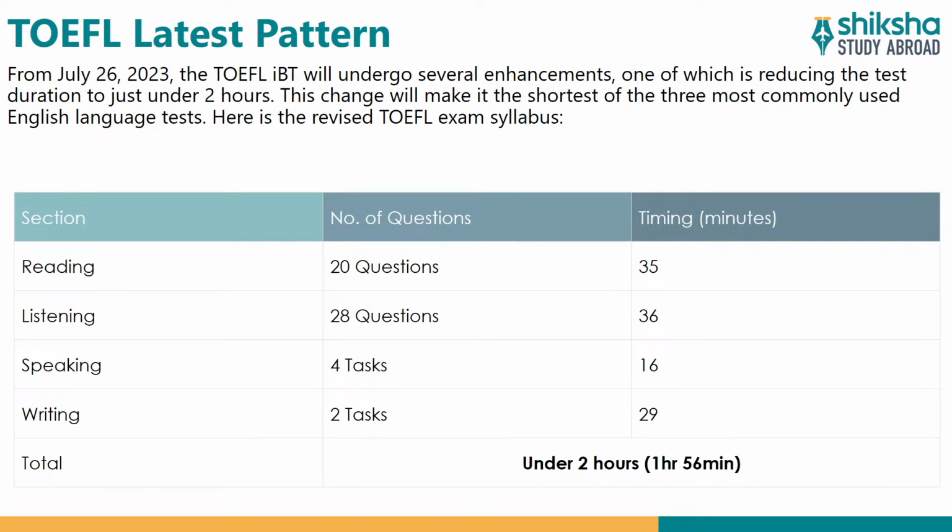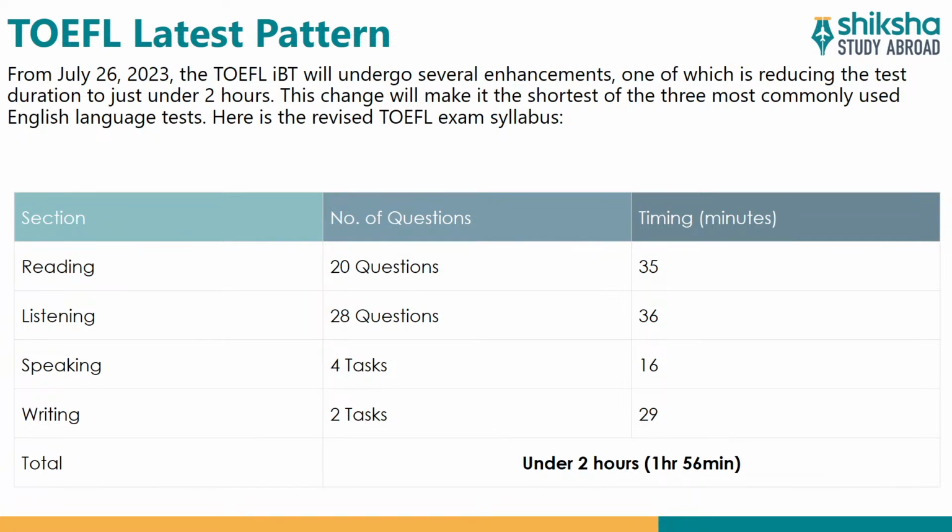The sections are like reading. Now we have the number of questions as 20. Earlier it was more, because of which the timing was more. Now the timing has been reduced to 35 minutes. The same goes with your listening. In listening, we do not have any major changes, I would say. But there used to be 28 questions in the paper, and then there was an additional, optional section as well. That is not the case now. We only have 28 questions in the TOEFL listening paper, and 36 minutes will be given to you for completing this listening exam.